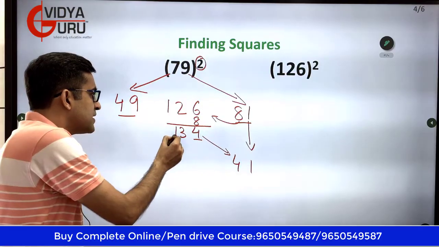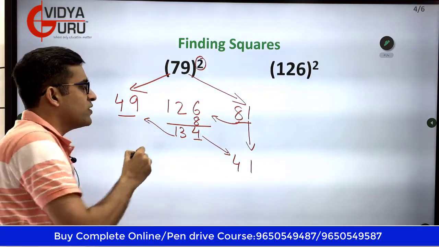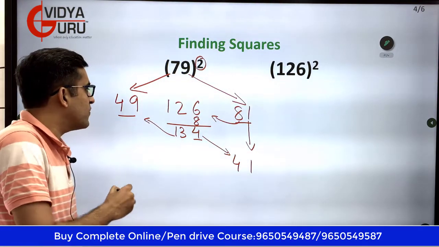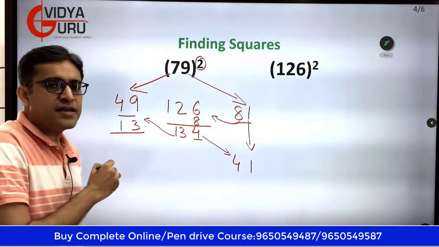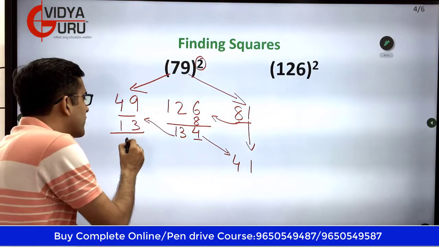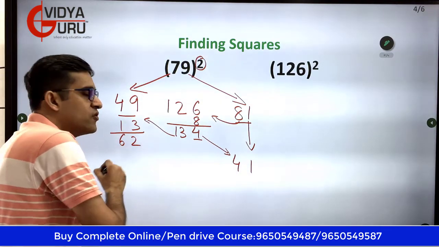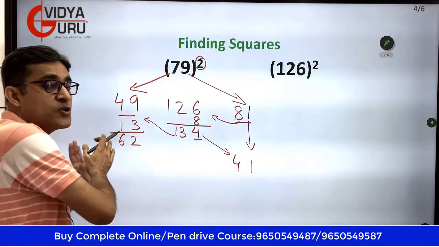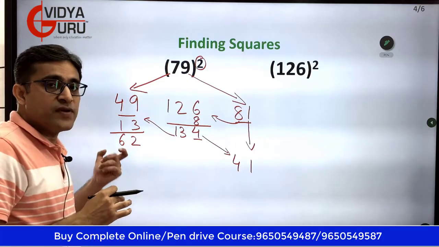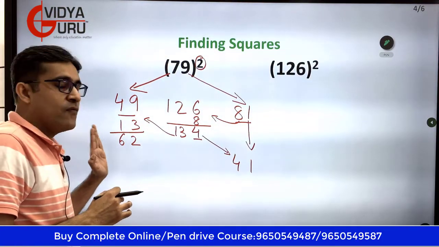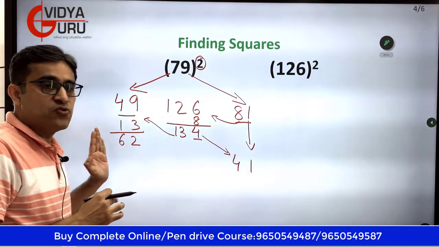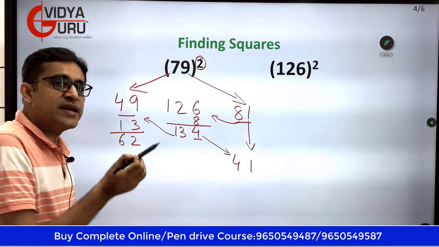Now the 13 will be carried forward. 13 gets carried forward. 49 and 13 is 62. There is nothing to carry forward to. We have reached the end. There is no other value before 62. So I will have to write this complete 62.